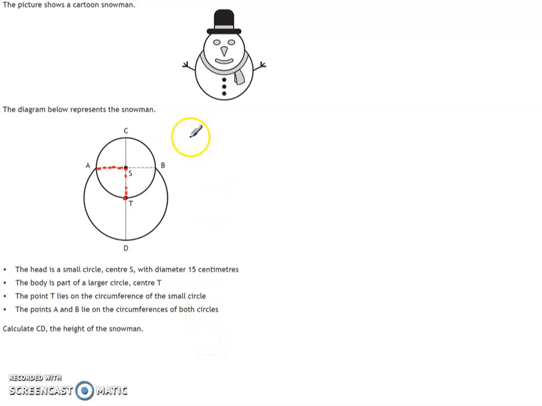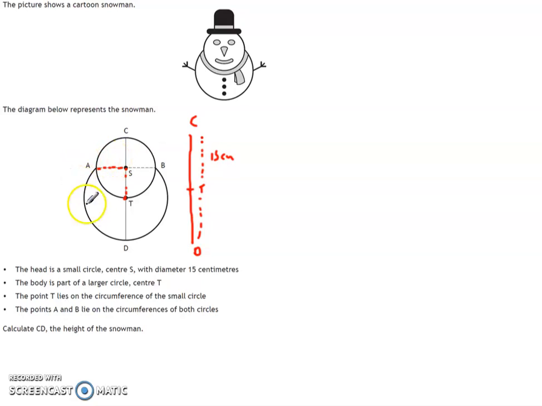So for the height of the snowman, I obviously want to go from the point C down to the point D. That's exactly where I need to be. Now, I know from C to T. So if I put that point there as my point T, I know that length there because that length is the diameter of the small circle, which is 15 centimetres. What I need to calculate is this length here, the T to D. Now that T to D, because T is the centre of this circle, represents the radius of this bigger circle. So I need to somehow figure out the radius of this bigger circle.